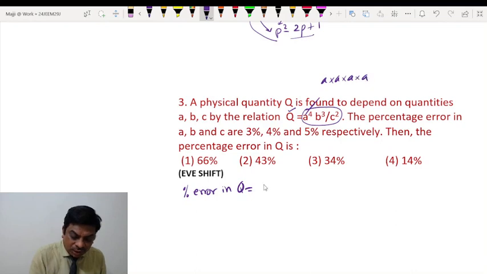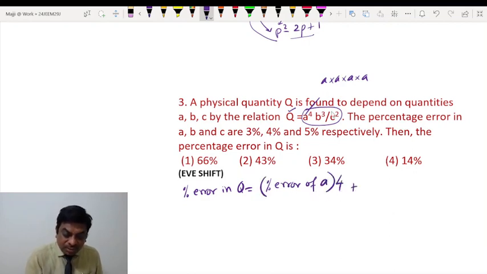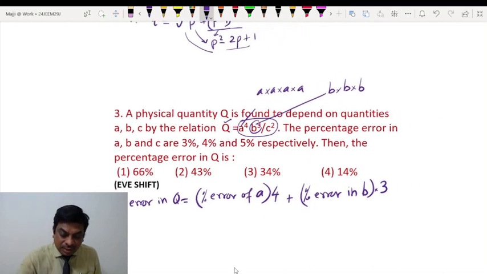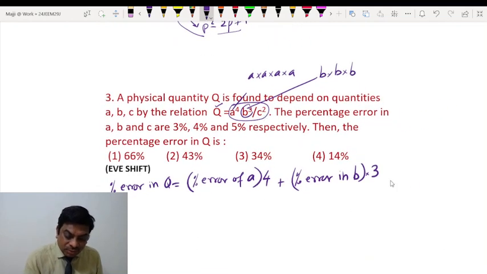So that means the percentage error of A has to be added 4 times. That means it will become 4. Similarly, you can see student B is multiplied 3 times. In other words, the percentage error in B should be added 3 times. And similarly, C is coming 2 times. So plus the percentage error in C multiplied by 2.